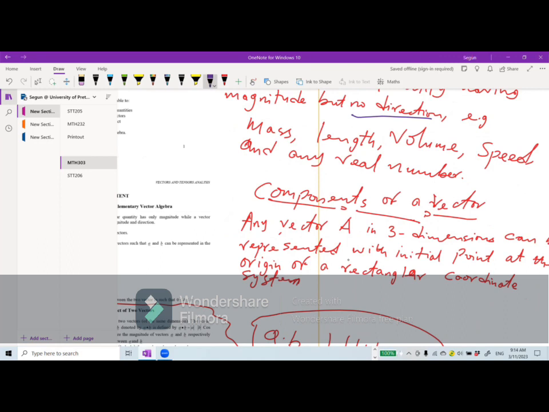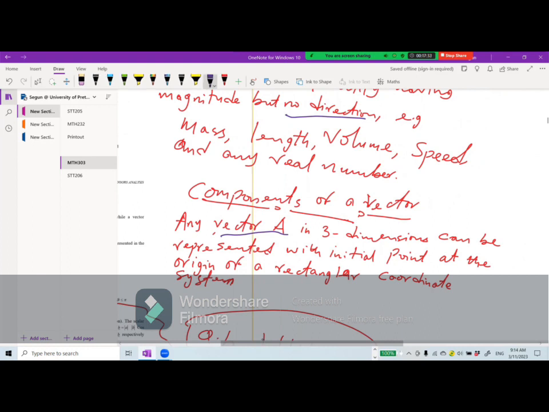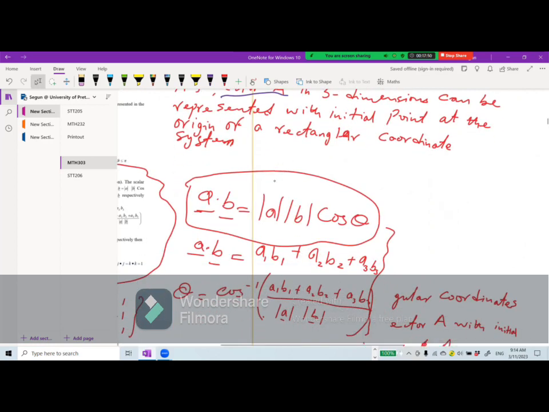Any vector A whatsoever that is in 3 dimensions can be represented with an initial point at the origin of a rectangular coordinate system. Let's look at the formulas that are involved in this case. We have A dot vector B, which is equal to the magnitude of A and B cos theta.